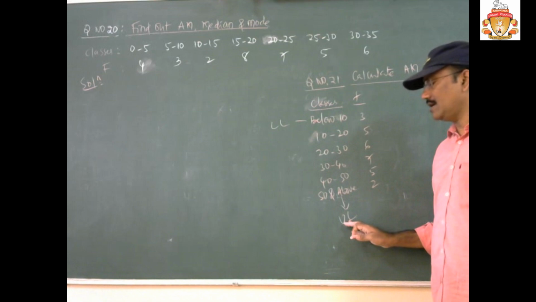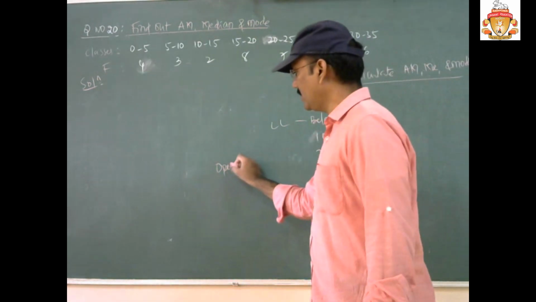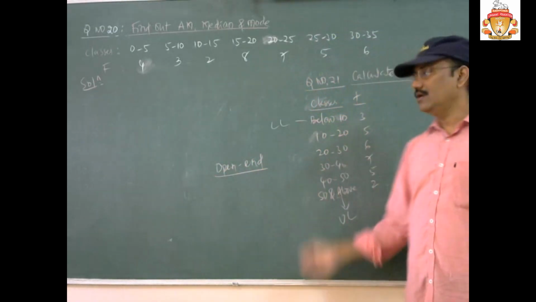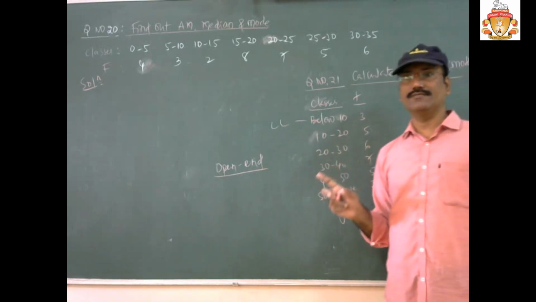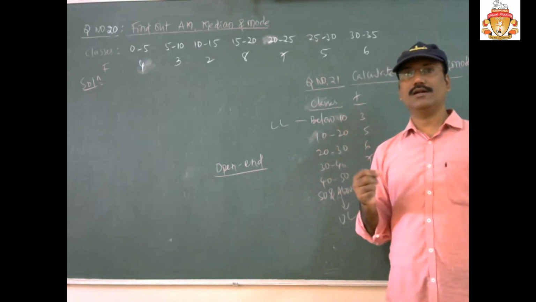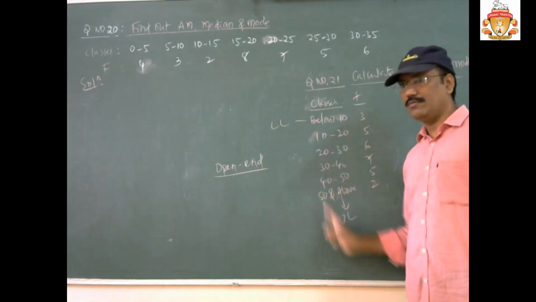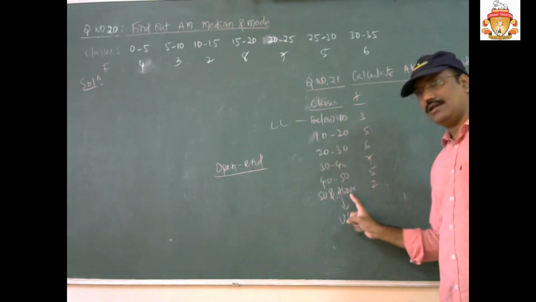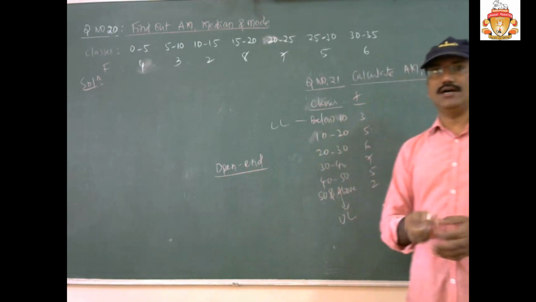So the lower limit of the first class is not known, which is known as open end class. What is open end class? If the lower limit of the first class and the upper limit of the last class are not known, then it is known as open end classes or open end class interval. Remember, this was a 2 marks question. Simple, you have to remember this example. If the lower limit of the first class and the upper limit of the last class are unknown, then it is called open end class. This is all about theory.